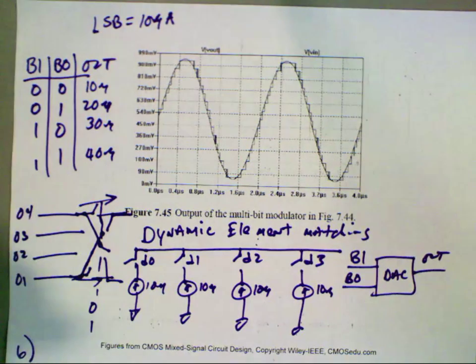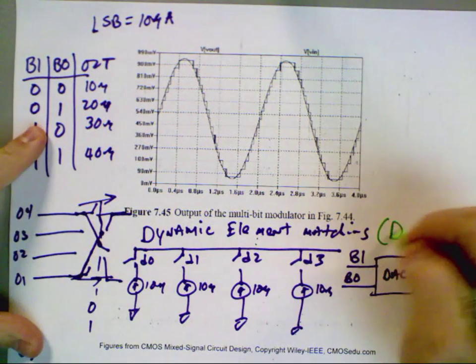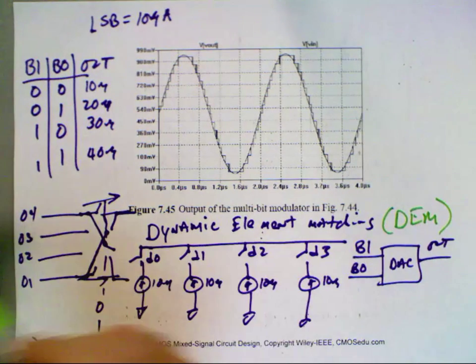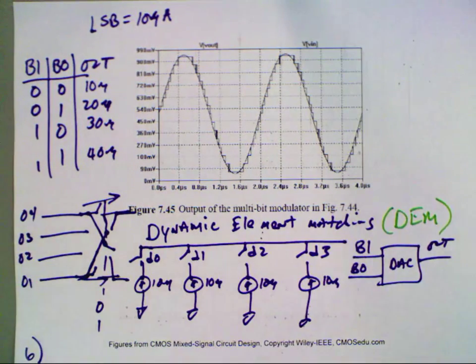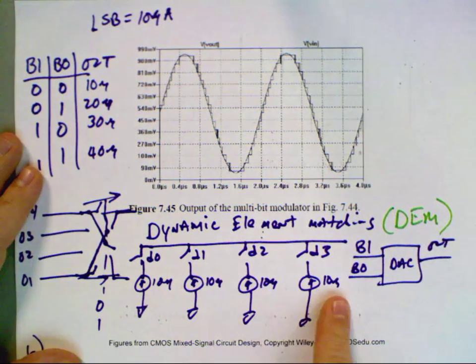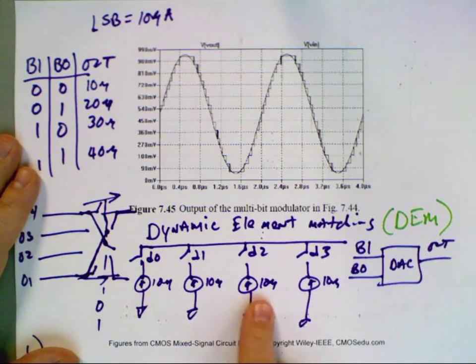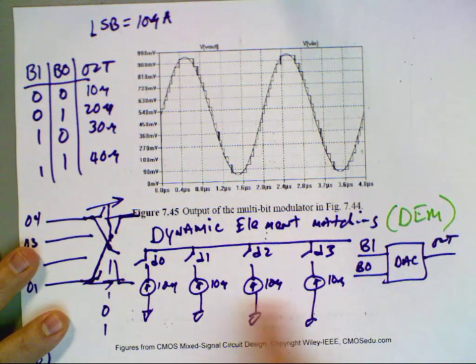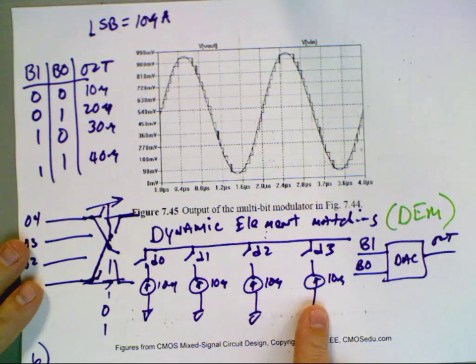I'm going to show you one more example, but before I do, are there any questions on this? Because when someone says, oh, you use dynamic element matching, DEM, I don't want anybody to say, DEM, I don't know what that is. It's very simple. It's just randomly selecting your unit elements. It only works with unit elements to feed back and randomize errors. So if I have a large number of these and I randomize it really well, then the mismatch is reduced. The variance of the mismatch is reduced, if it's Gaussian, by the number of sources or the number of unit elements. Does everybody follow that?